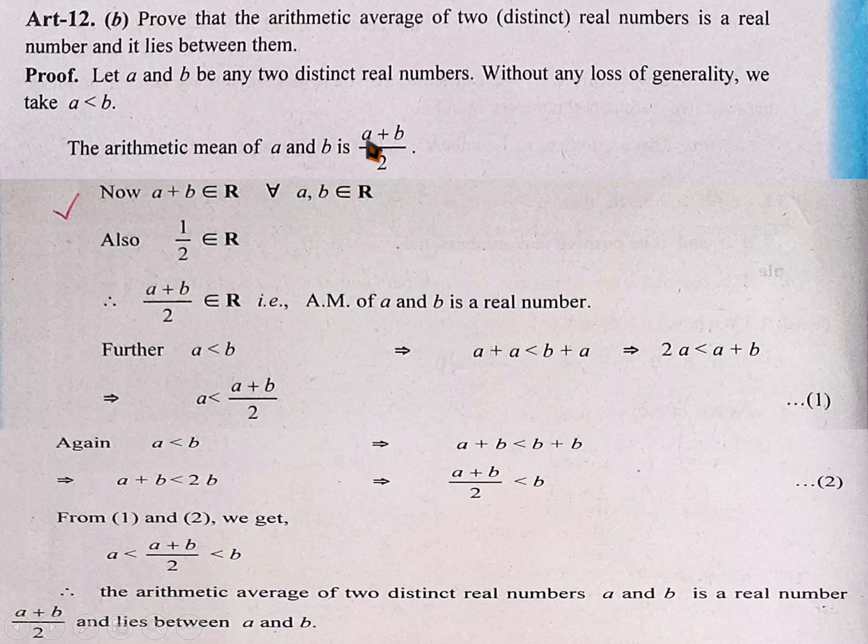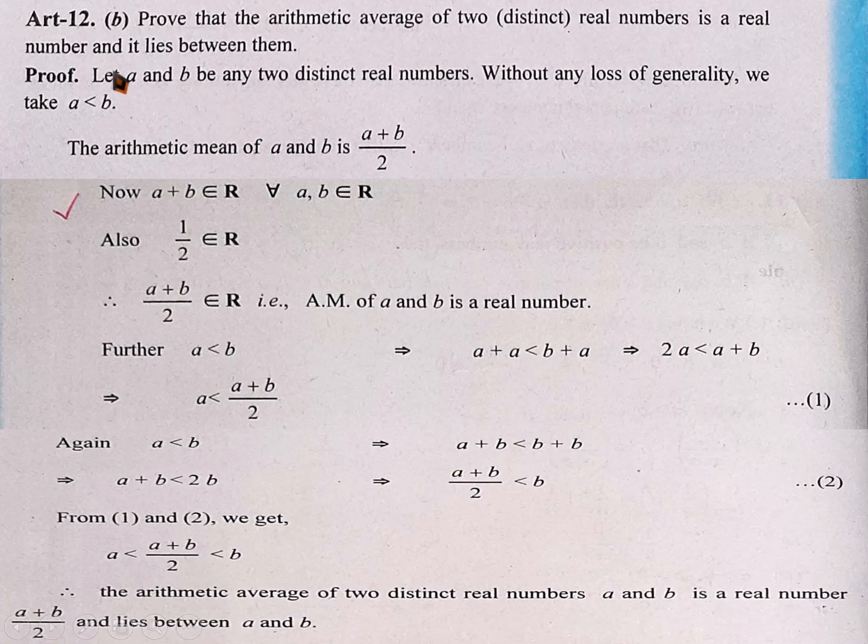So we have to prove this arithmetic mean lies between a and b, where a is less than b. So we have to prove that a < (a + b)/2 < b. Okay, we have to prove this result.